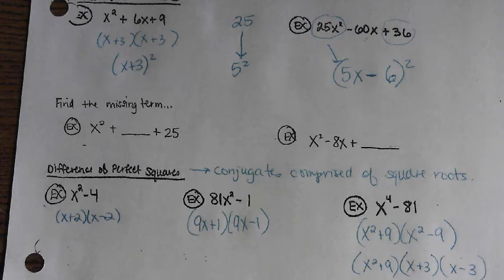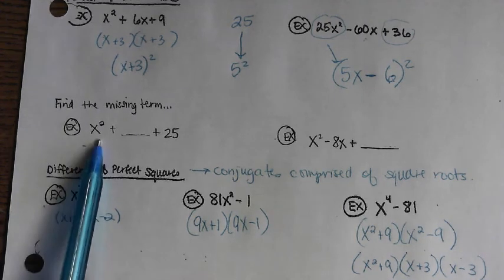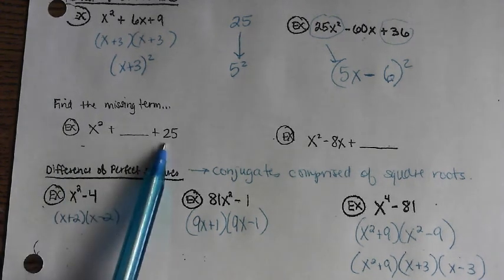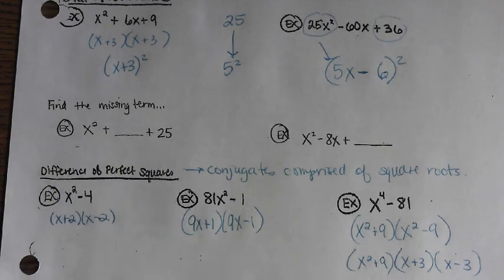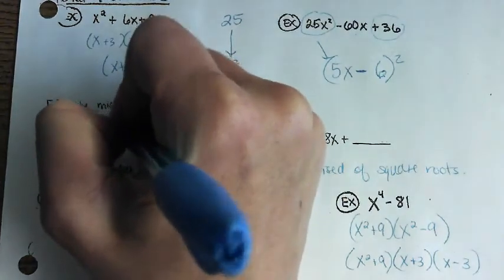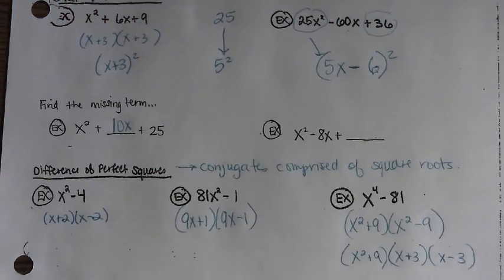Haley. 10x. Correct. Can you explain to your friends that didn't have a clue how you got that? Well, I took the square root of x squared, which is x, and then the square root of 25, which is 5. And then I multiplied x, it would be 5x, and then doubled that would be 10. Beautiful. See that? So she doubled it and got 10x.